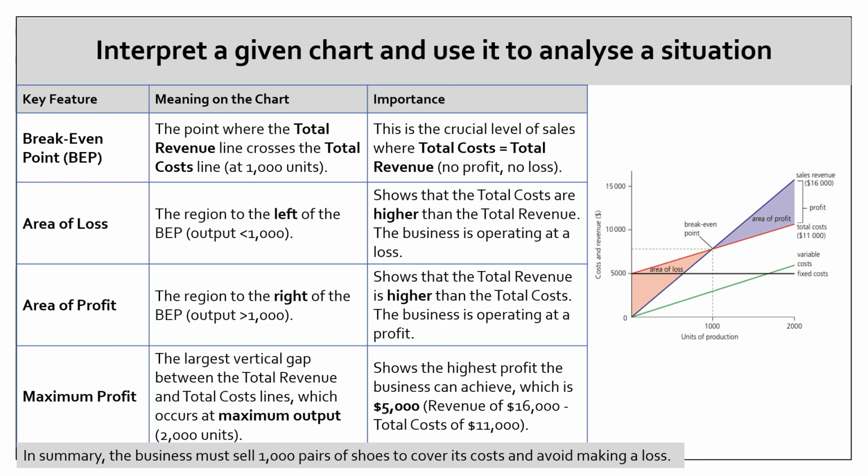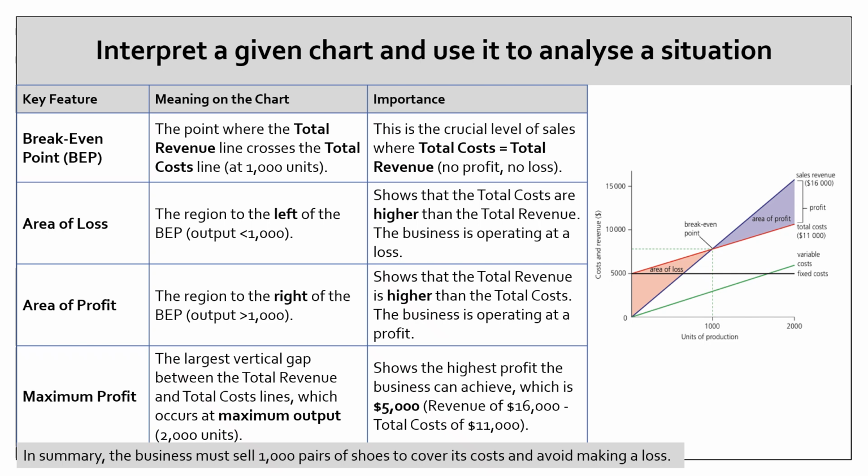Which one is the area of profit? The region to the right of the break-even point where your output is more than 1,000. And what is the importance here? This shows that the total revenue is higher than the total cost. The business is operating at a profit.